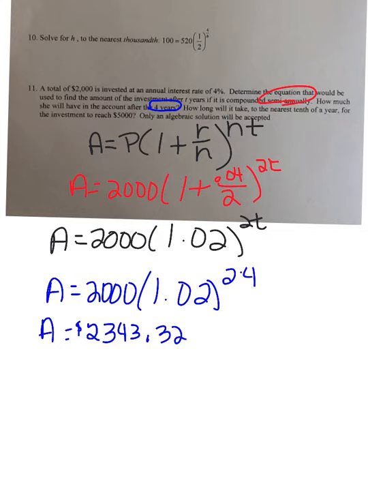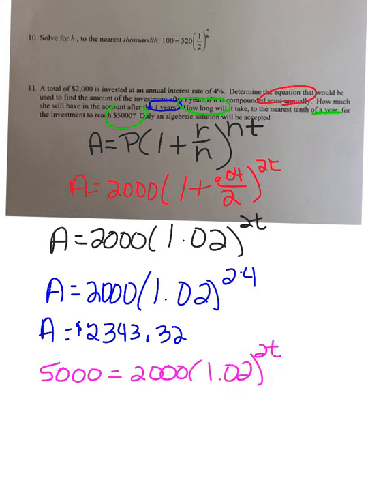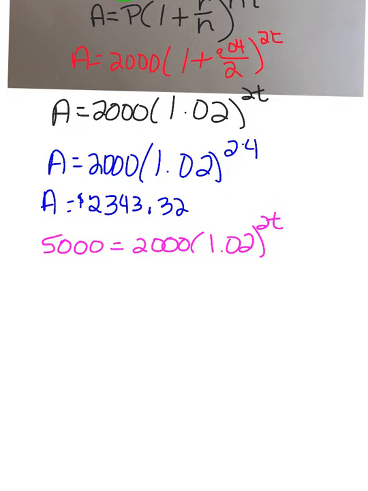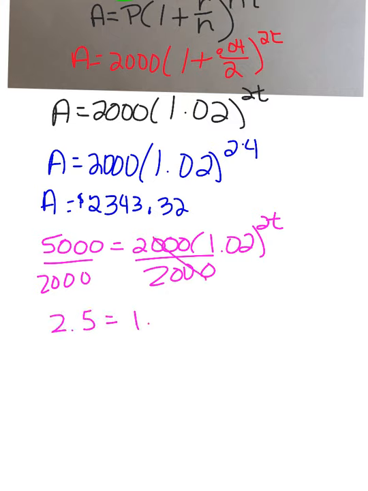Next part. How long will it take? When it says how long, that means I'm solving for time. To the nearest tenth of a year, will her investment take to reach 5,000? So we want our A to be 5,000 now, and I'm solving for t. I'm going to divide both sides by 2,000. So 5,000 divided by 2,000 is 2.5 equals 1.02 to the 2t power.